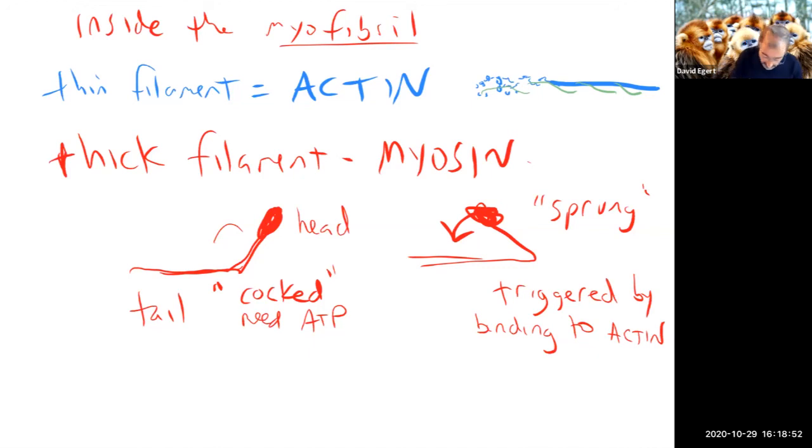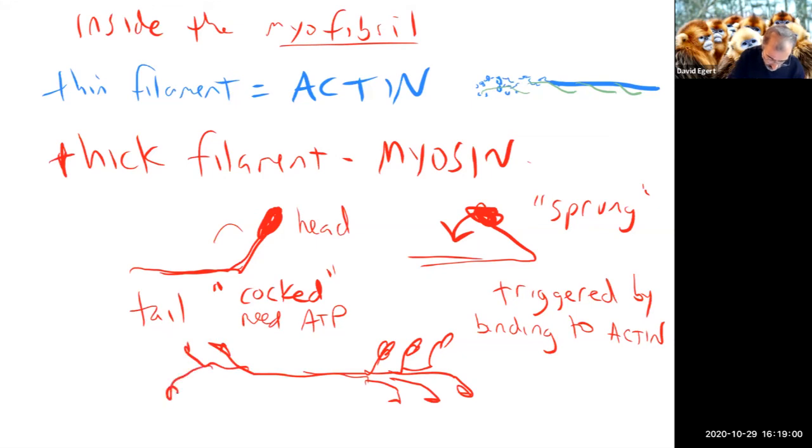The myosins are connected together tail to tail to make these, kind of like Q-tips, right? The heads are all kind of outward. So the actual thick filament is hundreds of these little individual myosins all connected together. And then we put these together with a couple of other proteins.